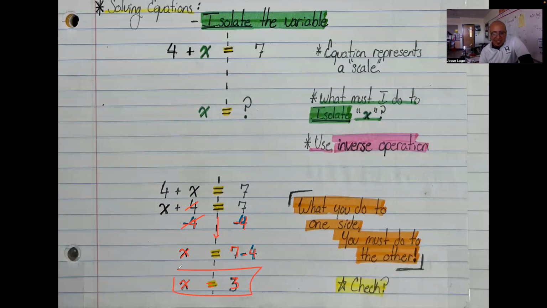Now, in order to check this, I'm just going to take that 3 and put it back into the equation. Instead of x, I'm going to put a 3. Is 4 plus 3 equal to 7? It is indeed equal to 7. So ladies and gentlemen, this equation is balanced. That is a true statement. X is indeed equal to 3.